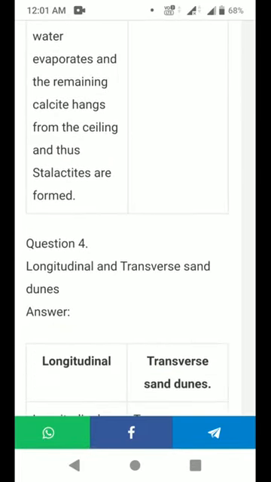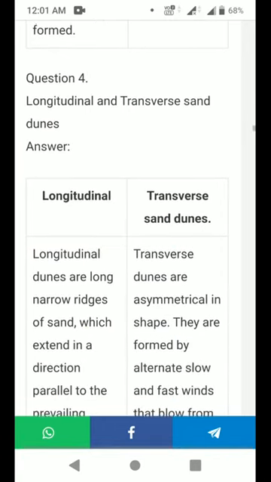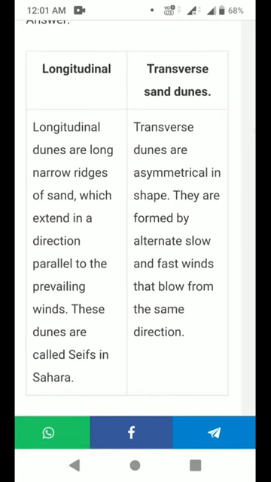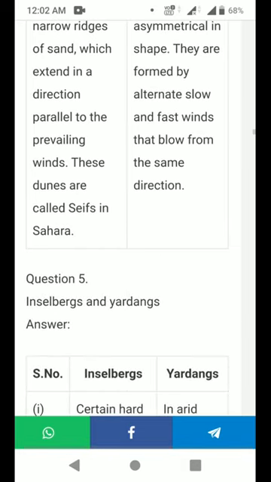Fourth question, distinguish between longitudinal dunes and transverse sand dunes. Longitudinal sand dunes are long, narrow ridges of sand which extend in a direction parallel to the prevailing winds. These dunes are called seifs in the Sahara Desert. Transverse sand dunes are asymmetrical in shape. They are formed by alternate slow and fast wind blowing from the same direction.